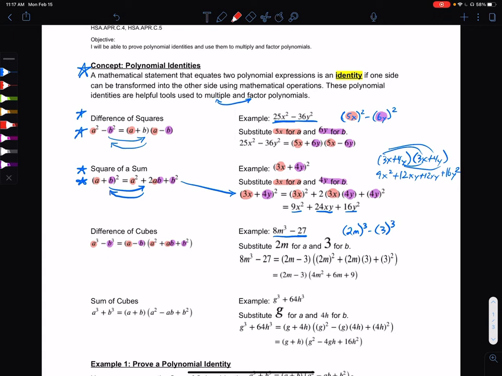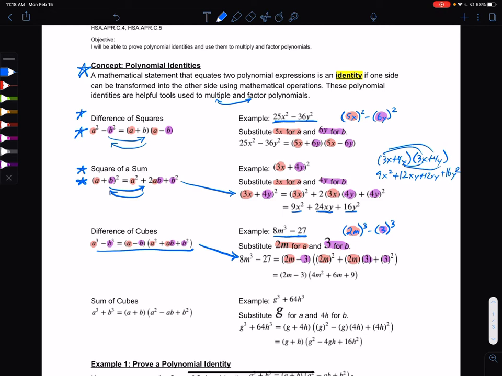So in this case, we actually want to use 2m as our a value, and 3 is going to be our b. So that 2m is going to be replacing the a in your formula, your identity, and then that 3 is being plugged in as your b value. So again, you're taking this identity here, and you are substituting your 2m and 3 into the identity.